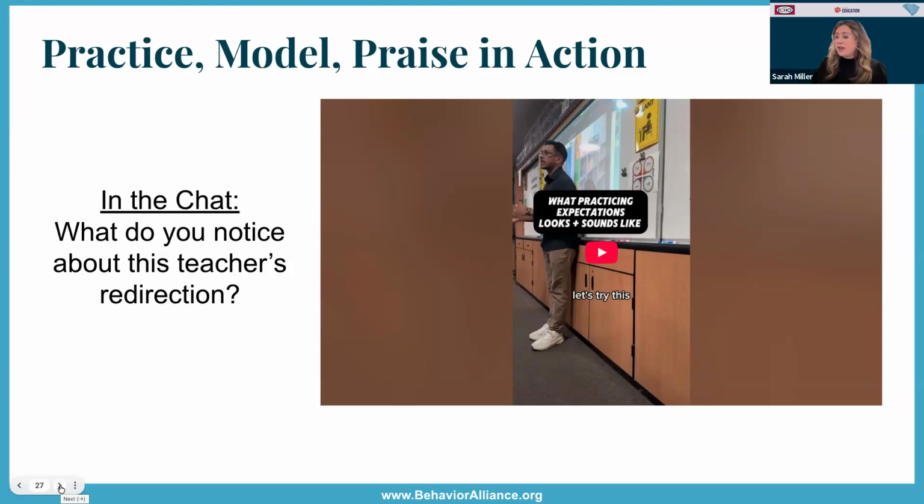So that's really what I wanted us to take away from this, is that he, in the moment, was reteaching, but also kept his tone neutral and it wasn't punitive. And he, in the moment, modeled and practiced and then gave them the opportunity to try it again. So I think that's a great way that we can practice model praise in action.